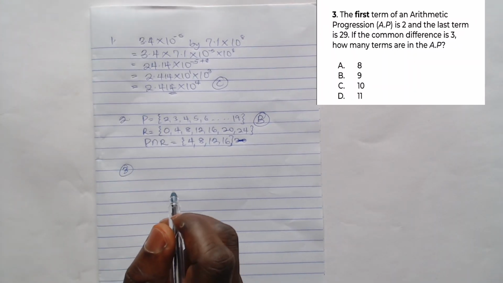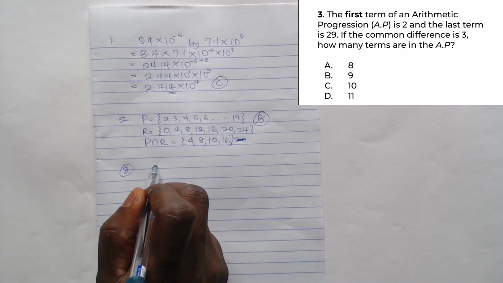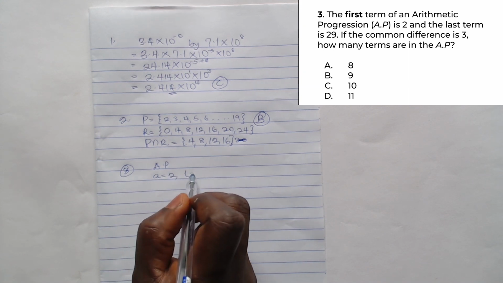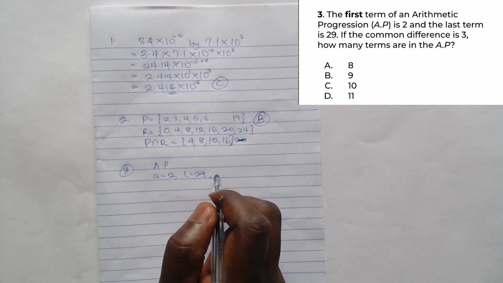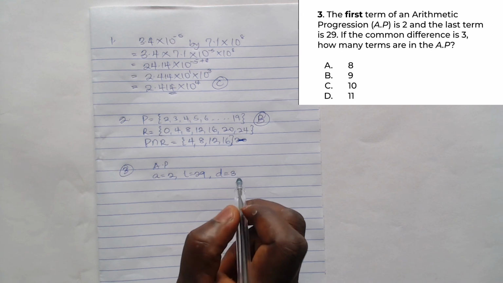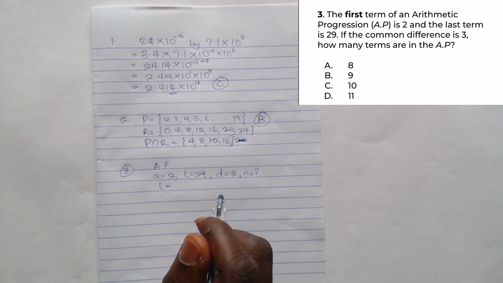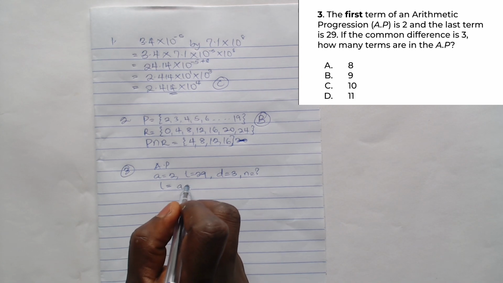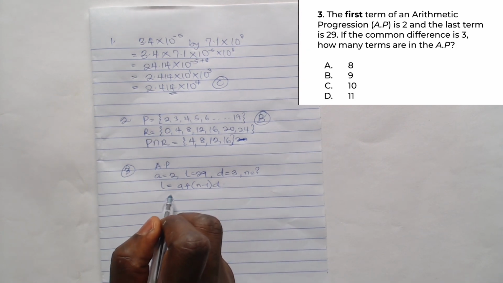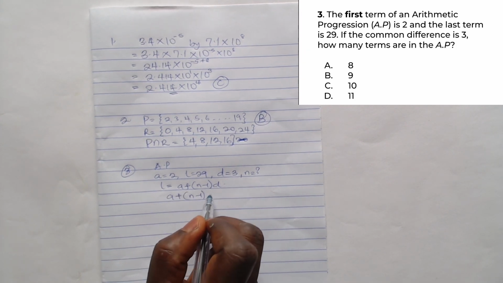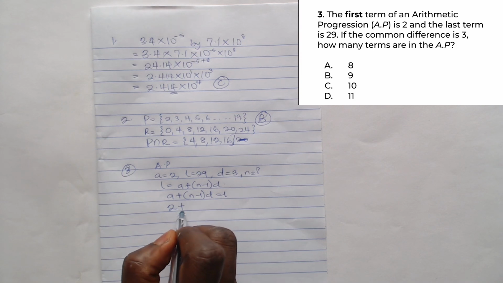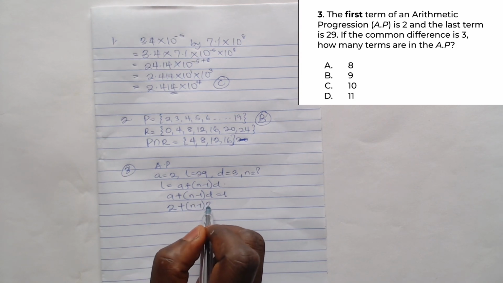You are given that the first term of an arithmetic progression, remember AP, the first term A, you are given that it is 2, and the last term is 29. You are given the common difference D to be equal to 3. And the question is how many terms are in the AP? Remember the formula to calculate the last term of an AP is A plus n minus 1 into bracket D. You can write this formula as A plus n minus 1 bracket D is equal to L. Make substitution. Our A is 2 plus n minus 1 into bracket D is 3.